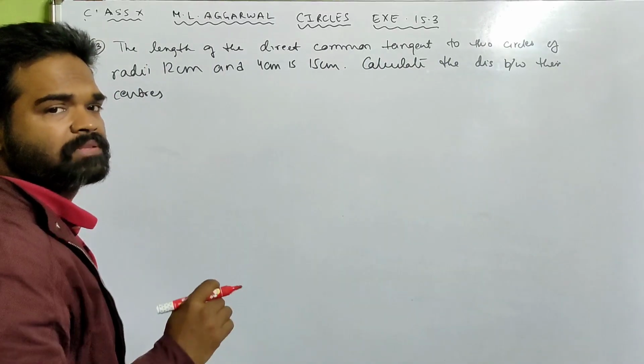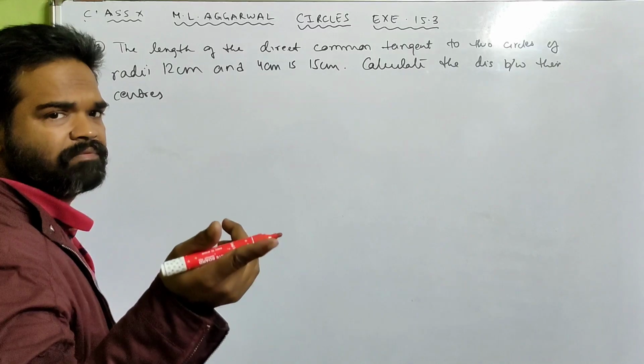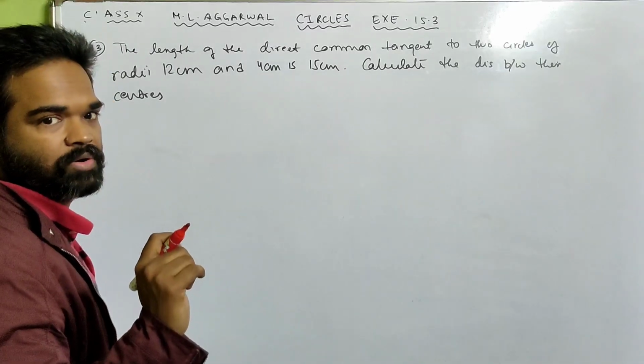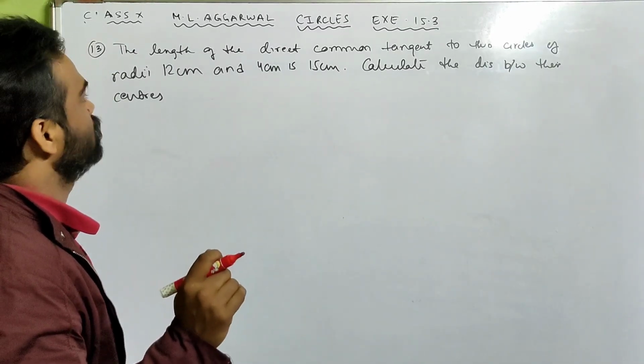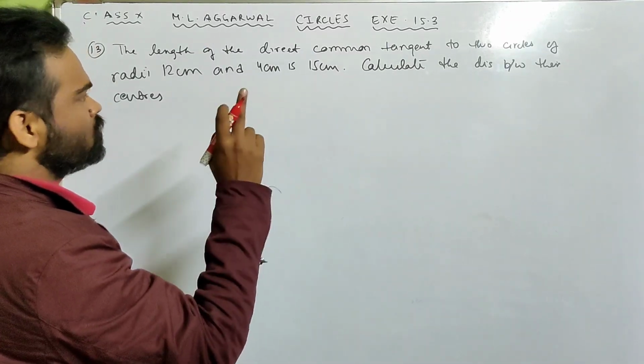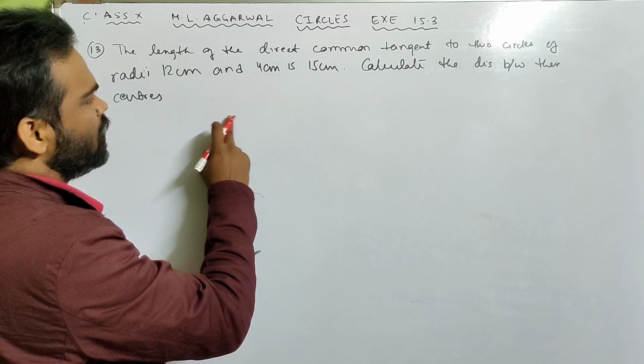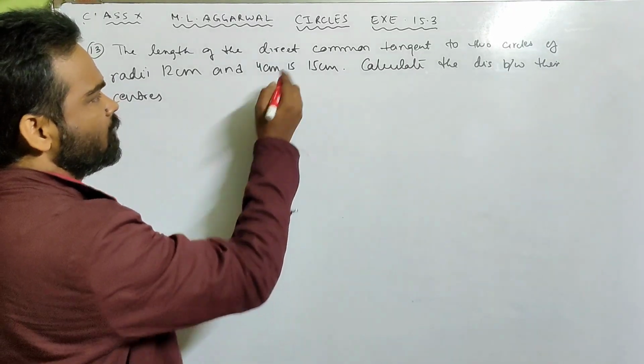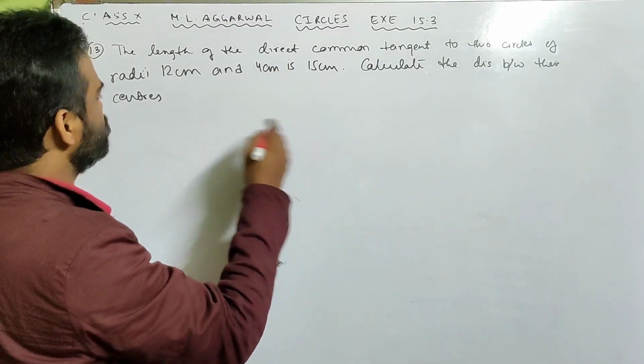Now let us look at number 13. Actually the previous sum which we did was sum number 14. Okay, that was not 13. 13 is this. The length of the direct common tangent to two circles of radii 12 centimeter and 4 centimeter is 15 centimeter. Calculate the distance between the centers.